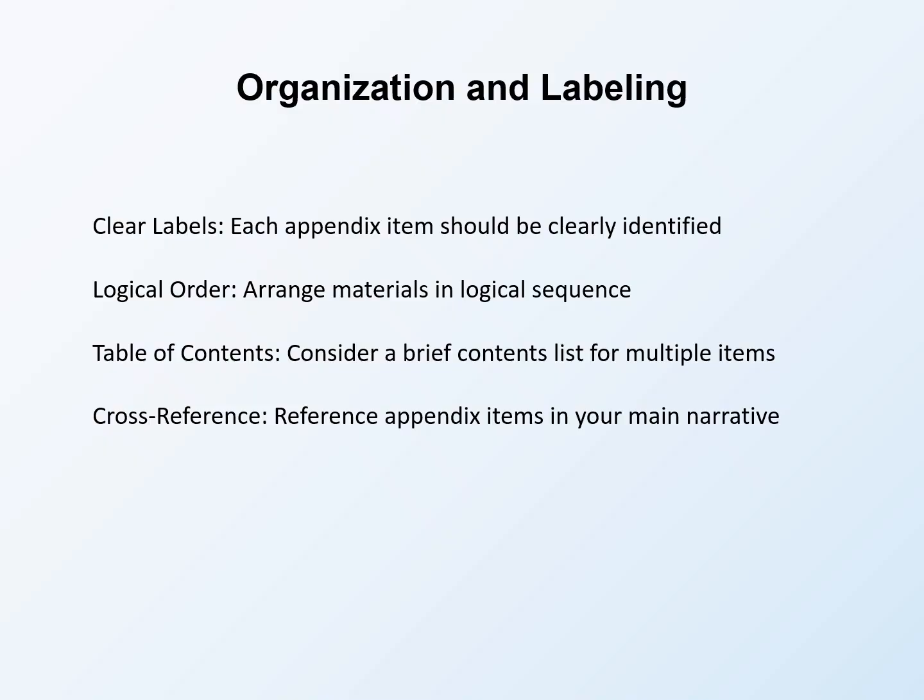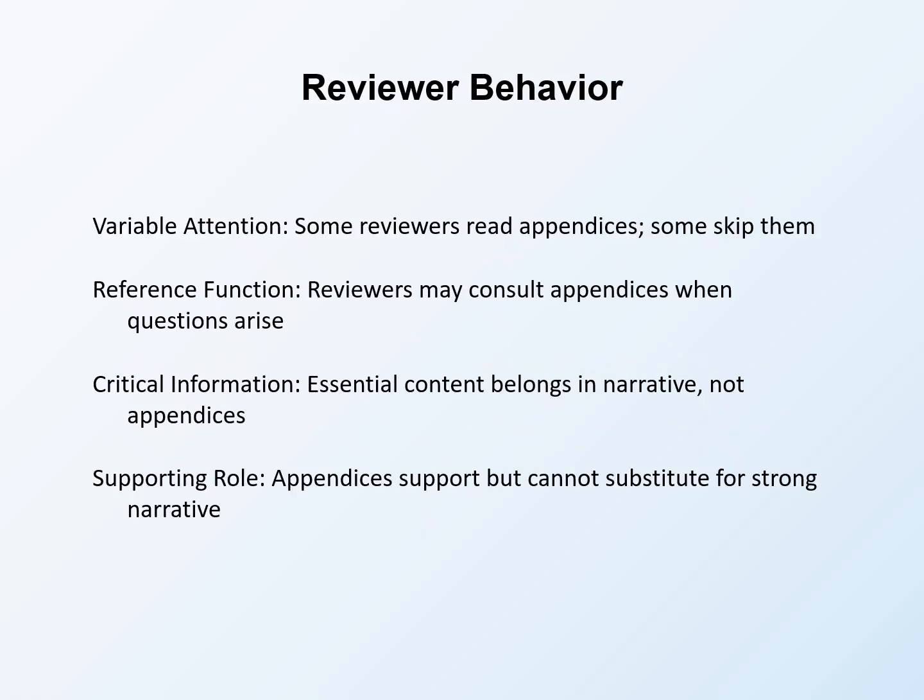Cross-reference between narrative and appendices connects your main proposal to supporting materials. When you mention team qualifications in your narrative, you might note see biosketches in Appendix B. These references help reviewers find relevant supporting materials and show that your appendices directly support your narrative. Understanding reviewer behavior regarding appendices helps you use them appropriately.